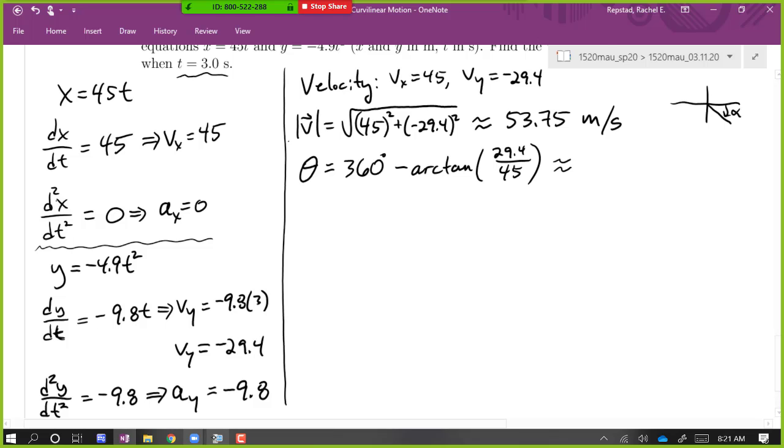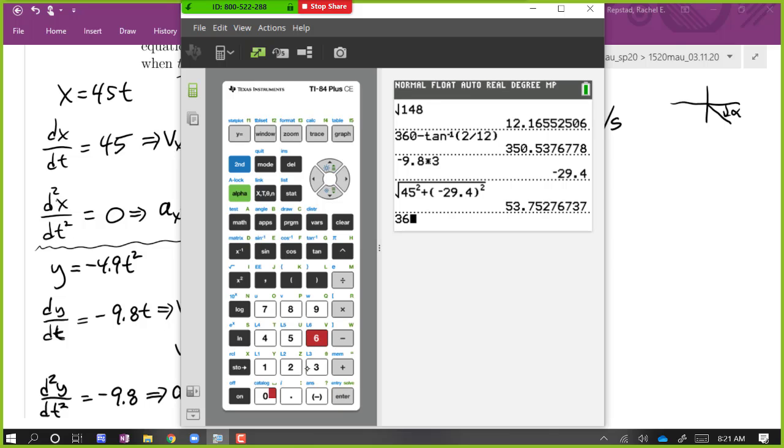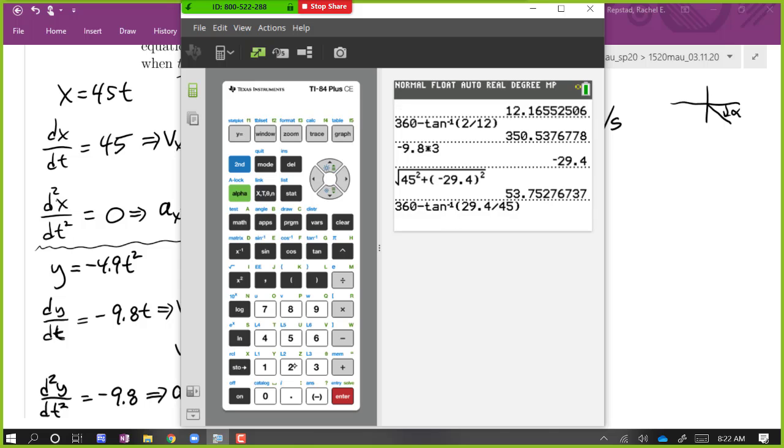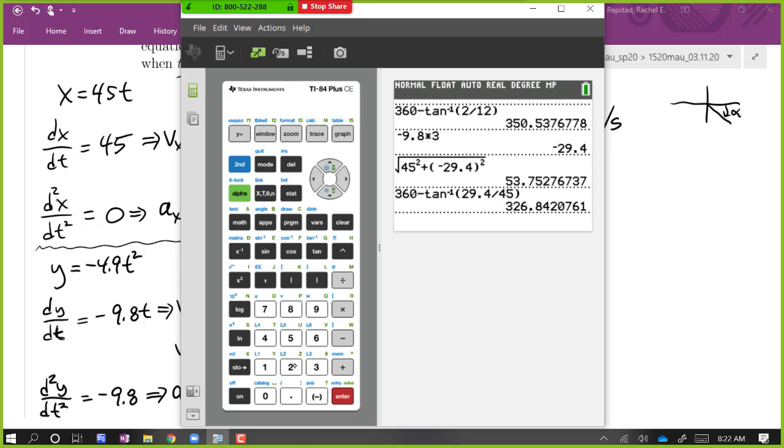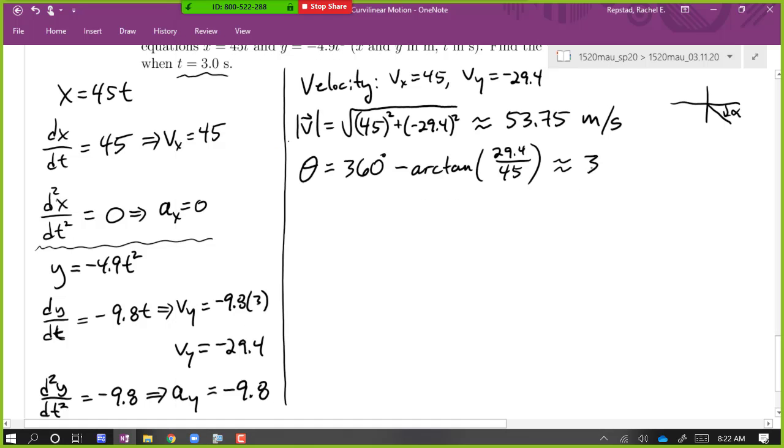Subtracting that from 360 gives us 326.8 degrees. So that means that our velocity vector, putting these together, is 53.75 meters per second at 326.8 degrees.